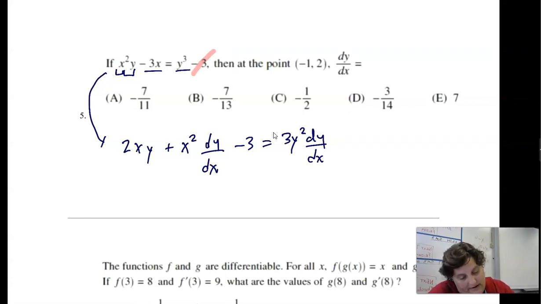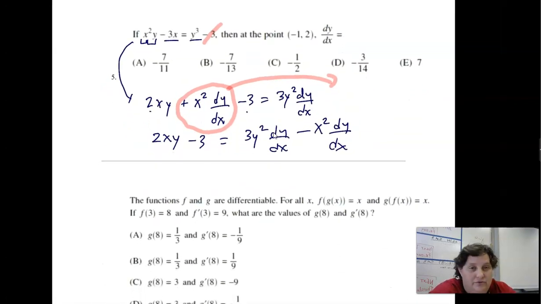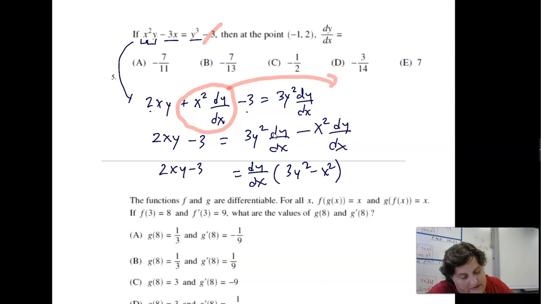I want to get all my dy/dx's on the same side. So what I'm thinking is I'm going to take this one over here. Okay, so that leaves 2xy minus 3 on that side. 3y squared dy/dx minus x squared dy/dx on that side. And then you guys remember I told you, you factor out a dy/dx. And that equals 2xy minus 3. And then we divide that over. Okay, so that's my equation for dy/dx.